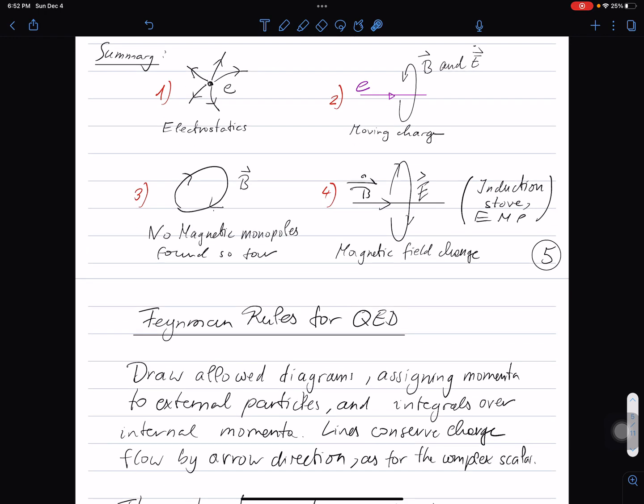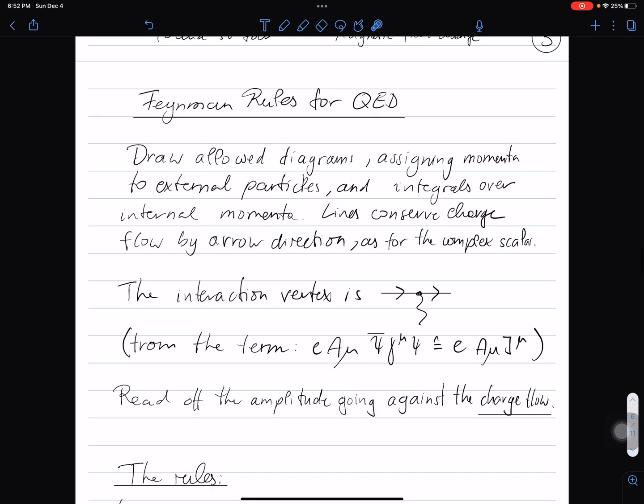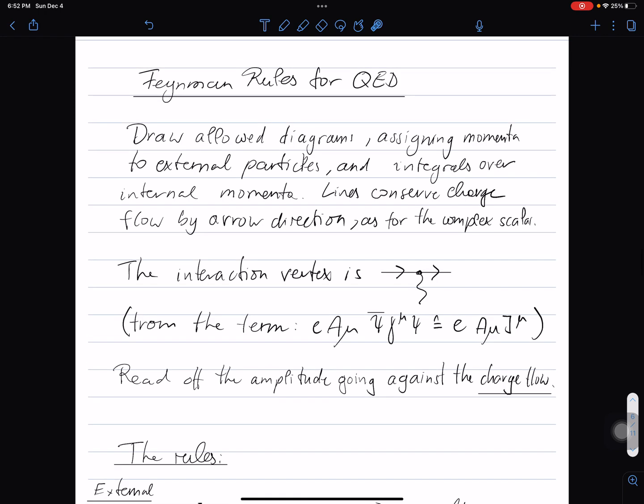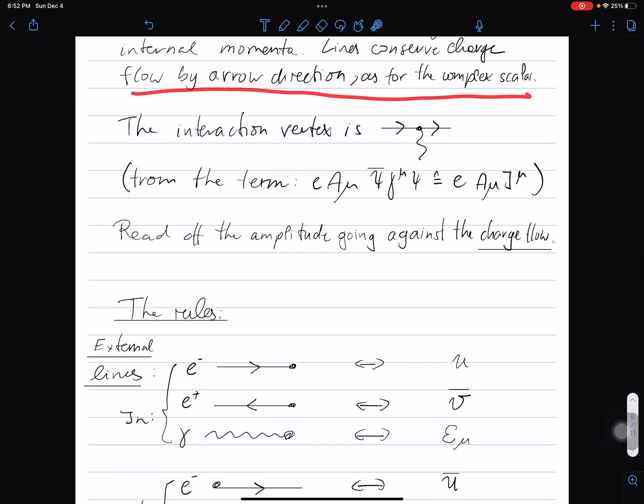Well, now after this recap of the electrodynamic principles, we can go to the evaluation of Feynman rules for quantum electrodynamics. I can't really derive them due to the lack of time, but I will quote them and show you how to construct amplitudes using these diagrams. First we have to draw all allowed diagrams, assigning momenta to external particles and integrals over internal momenta, as we said before. Lines conserve charge, as in the case of charged scalar fields, and the flow follows the arrow direction, as also for the complex scalar.